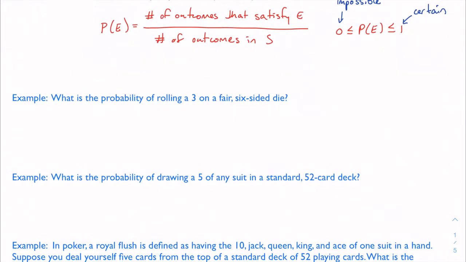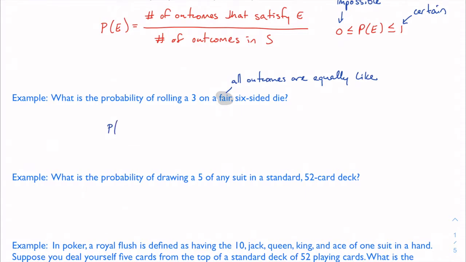So here's how this is going to look. What is the probability of rolling a 3 on a fair 6-sided die? Now it's important to note that fair here just means that all outcomes are equally likely. My die is fair because I could get a 1 just as easily as I could get a 4, just as easily as I could get a 6.